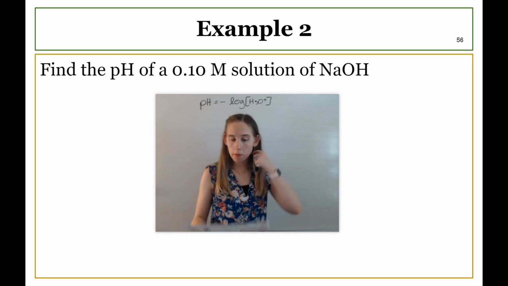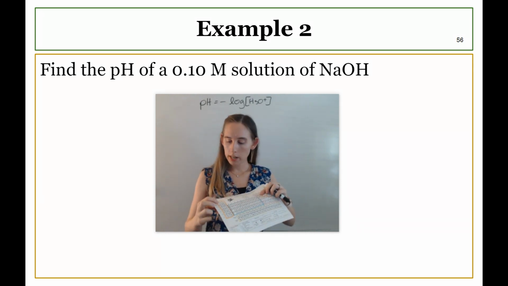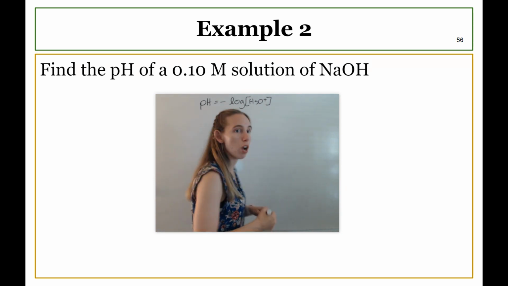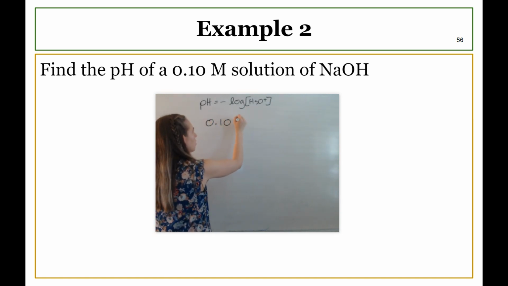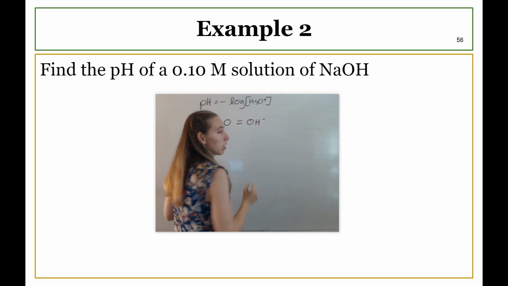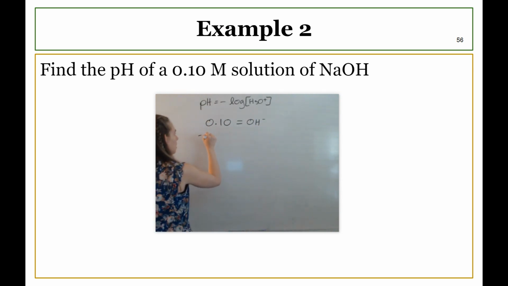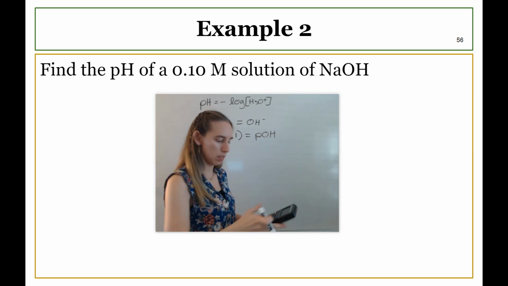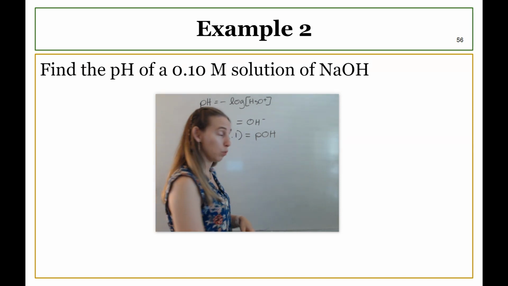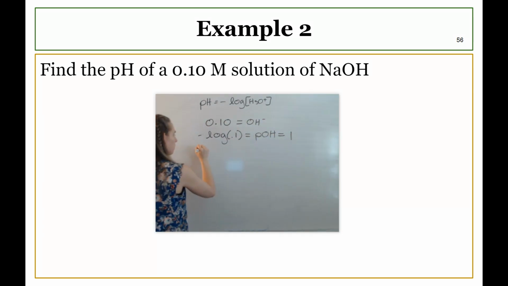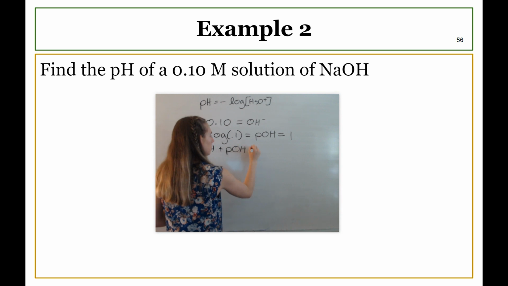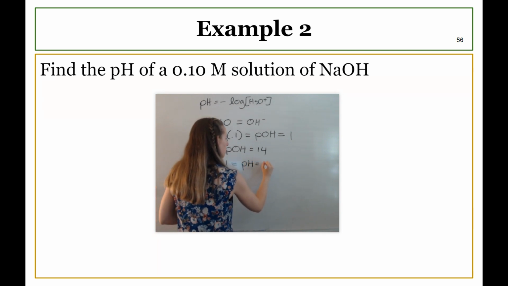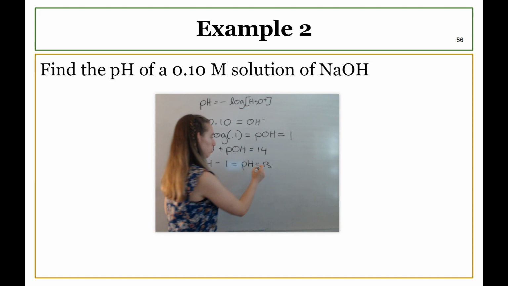First, understand that sodium hydroxide, NaOH, is a group 1 hydroxide, which means it's a strong base. So whatever concentration of sodium hydroxide, that's the concentration of hydroxide that you have. So 0.10 is equal to hydroxide. If we take the negative log of hydroxide, that's going to be equal to pOH. So let's do that. Negative log of 0.1, it's 1. Okay, pH plus pOH is equal to 14. Therefore, 14 minus 1 from your pOH is equal to pH, which is 13. So that's the answer to example 2.